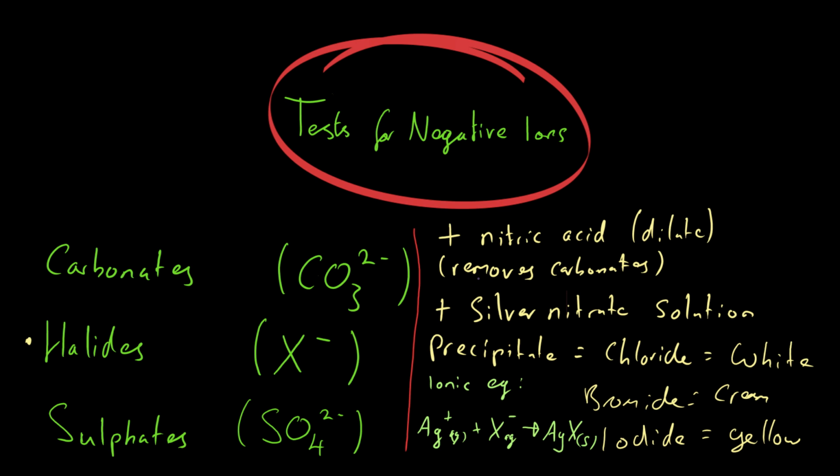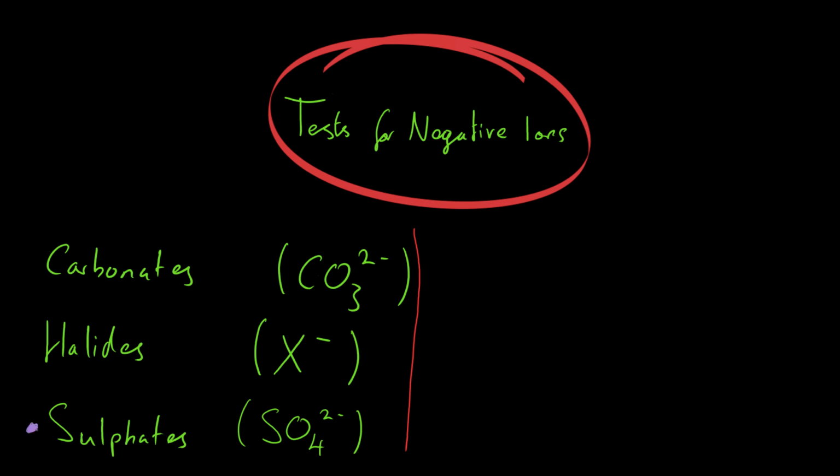Okay, so finally the sulfates. Okay, and this is going to be similar to the last one to start off with, because we're going to add two things. First of all, we are going to add dilute hydrochloric acid, okay? So dilute HCl aqueous, that tells you it's hydrochloric acid. And this, again, just like the nitric acid in the last one, is to remove carbonates. Okay? We didn't use hydrochloric acid in the halide test because that acid would also react with the halides, okay? So we don't want that to happen, so we use nitric acid. In this case, we can use hydrochloric acid, which is just fine.